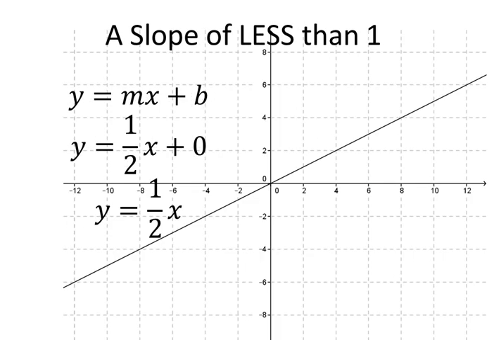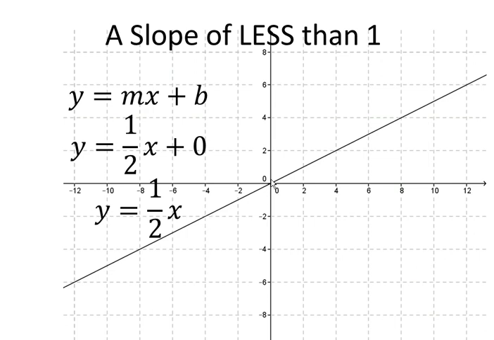Here's a slope less than 1. Our m is 1/2. Our b is still 0. You can see it's still crossing the y-axis at 0. And so our equation for this is y equals 1/2 x. And y does equal 1/2 of x. If x equals 2, then y equals half of that, 1. If x equals 6, y equals half of that, 3. If x equals negative 4, then y equals half of that, negative 2.